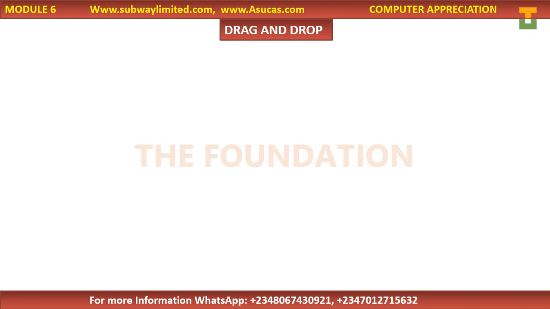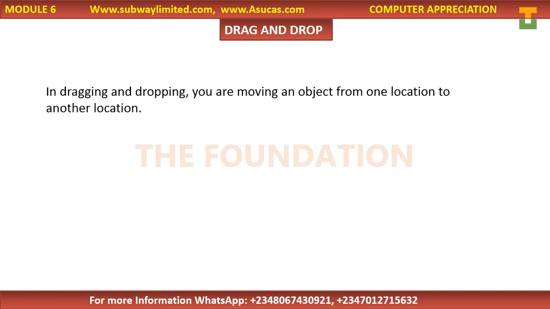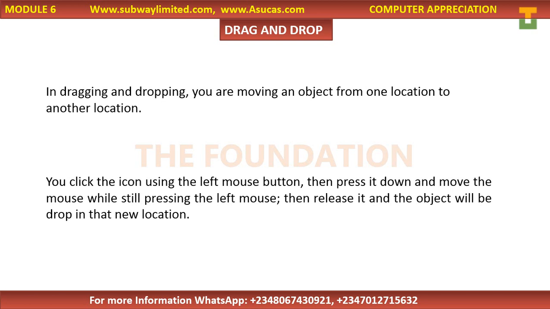Drag and drop. When you drag, you drop it. In dragging and dropping, you are moving an object from one location to another. So when you move it, you certainly drop it in another position. To do this, you click the icon using the left mouse button, then press it down and move the mouse while still pressing the left mouse button, then release it. The object will be dropped in that new location.